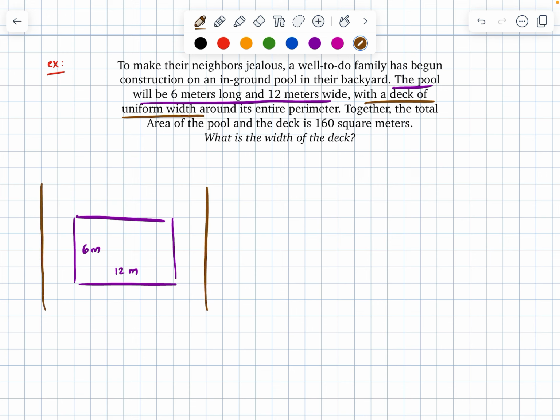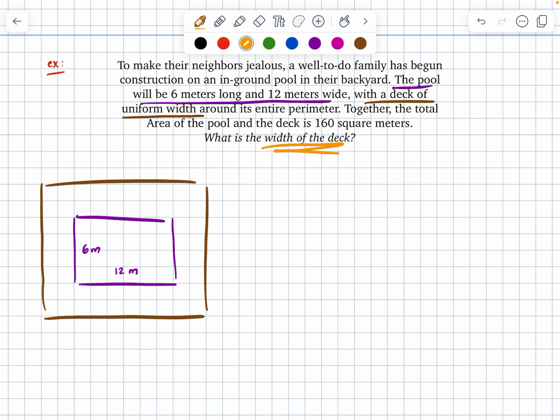So I know that there's a deck around the pool. Let me draw that in. So around my inner rectangle, I'm going to draw a bigger outer rectangle. Now, uniform, what does that word mean? 5 seconds go. If something is uniform, what am I saying about it? Go. 5, 4, 3, 2, 1. Well, uniform means the same.